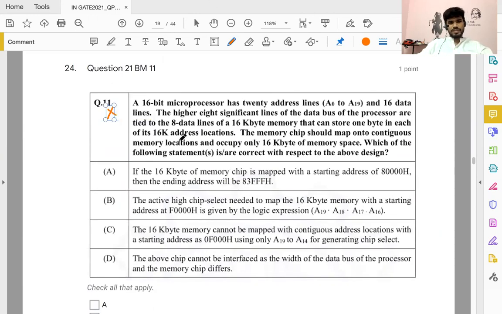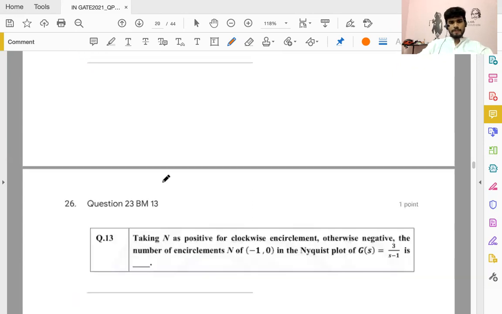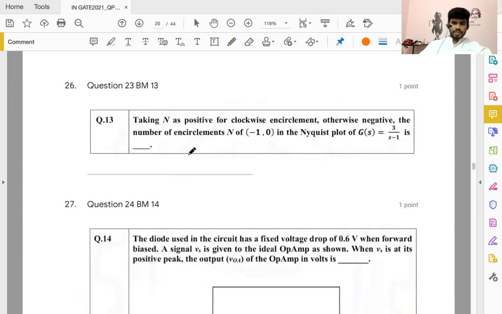Microprocessor we are not going to cover, and single phase transformer, magnetized, excited with this. Again, transformer, notice, power circuits not there. Let's skip this question. Nyquist plot, let's say not there in syllabus. Let's skip this.